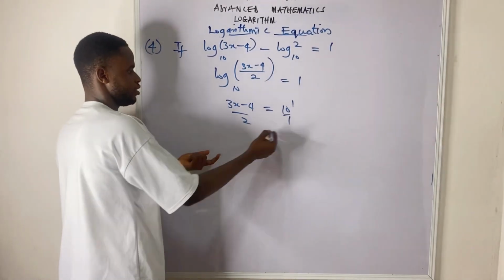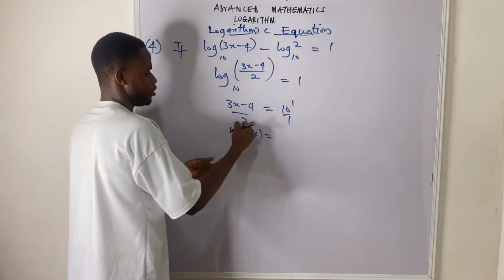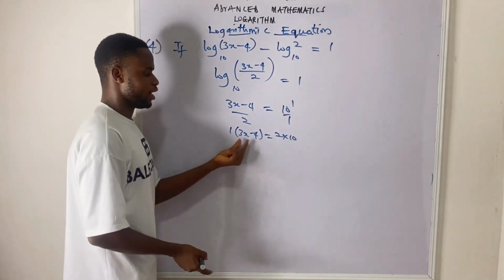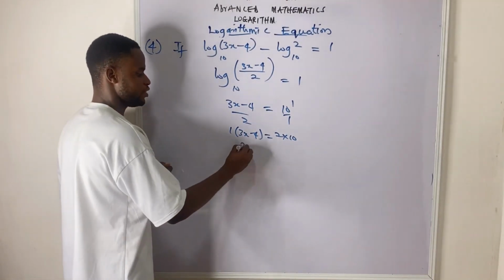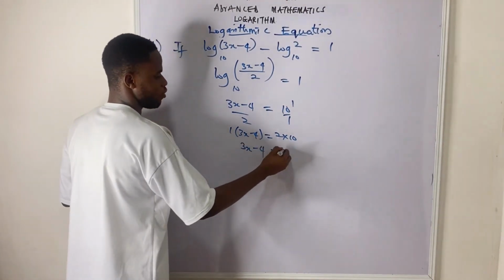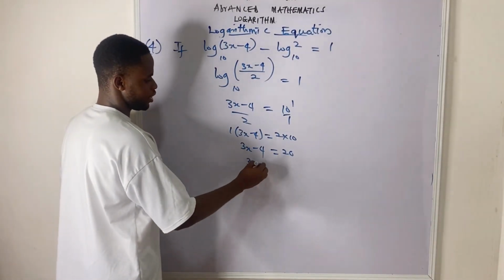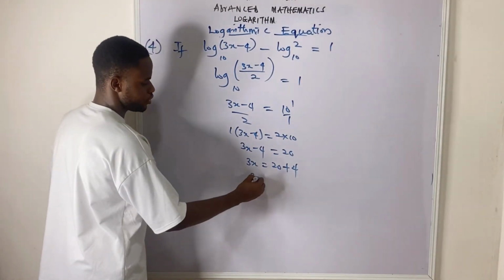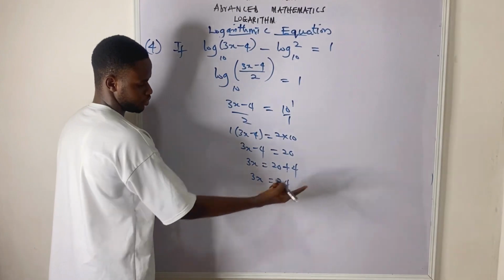Now what's 10 raised to the power 1? Still 10. So cross multiply there. When we do this, that will be 1 into 3s minus 4 equals 2 times 10. And once you open the bracket, you still give it that thing back. 1 times 3 is 3s, 1 times minus 4. We're having 3s minus 4 equals 2 times 10, 20. And you collect like terms. We're having 3s to be 20 plus 4. And what's 20 plus 4? 24. Don't forget when crossing, the sign will always change.